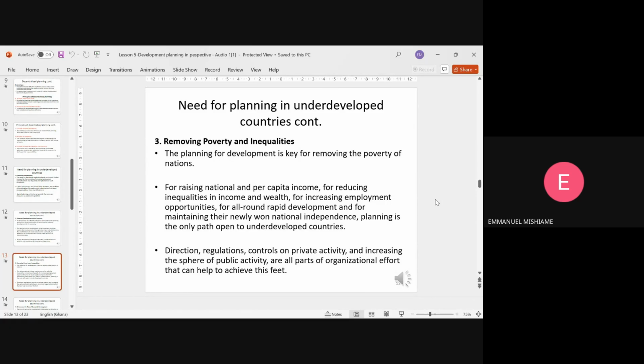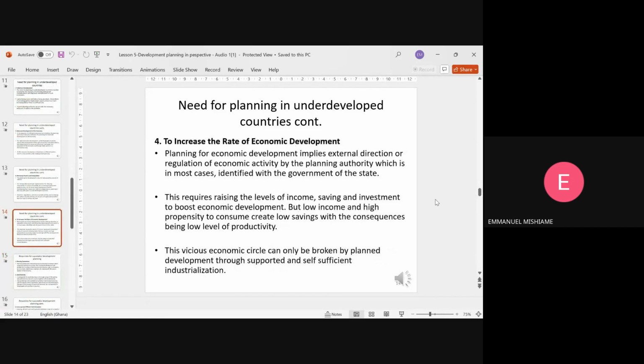Coupled with the fact that you are removing unemployment, as we discussed in the first point, poverty will be reduced or be eliminated, and then inequality, where resources are held in the hands of a few people, will also be eliminated because the state will then be in charge of everything. I hope the picture is getting clearer to you as we move on.